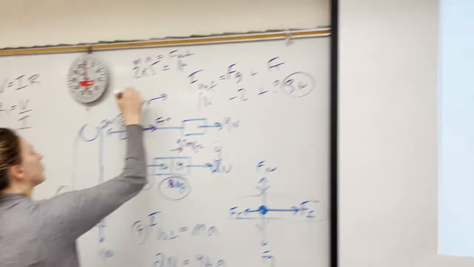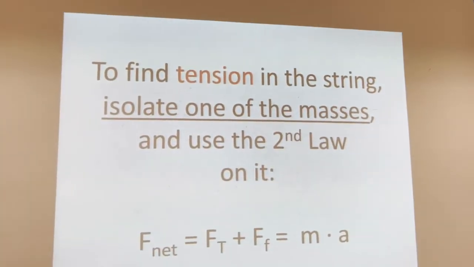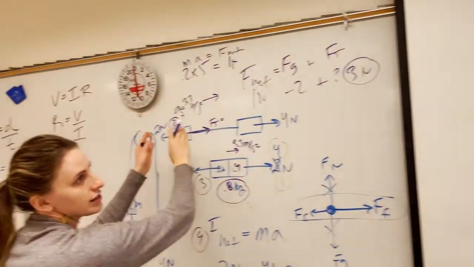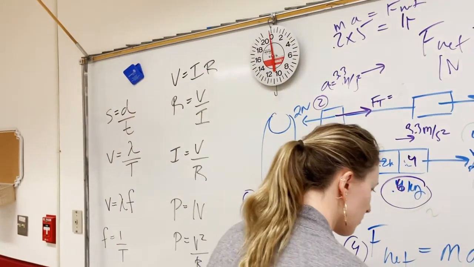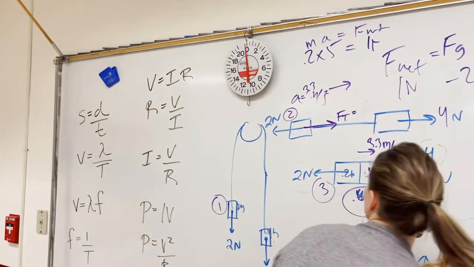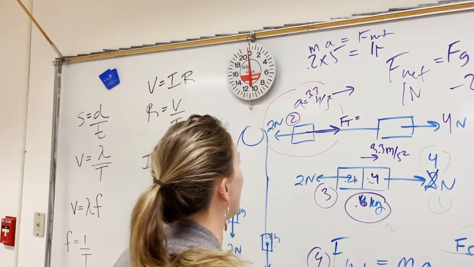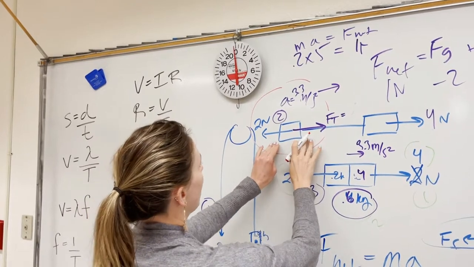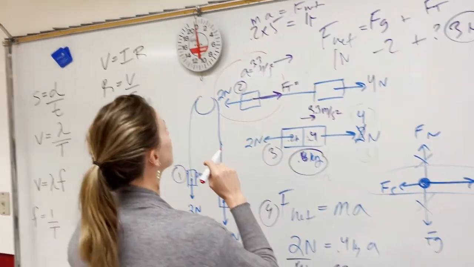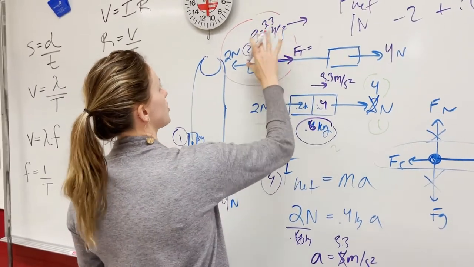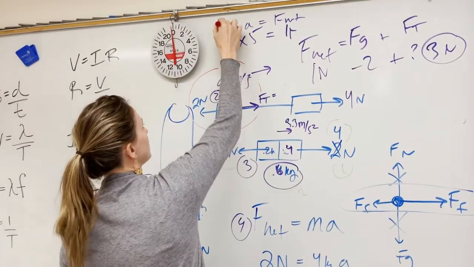So now the question is, what's the tension in the string? The next thing that we did was we just isolated one of these. We isolated the mass. We just chose to look at this one. You could choose the other one as well. Our next goal here was to solve for the net force just on this one. That was our 5th step.